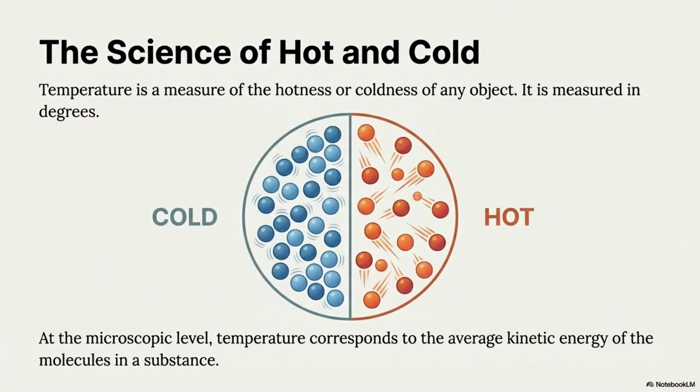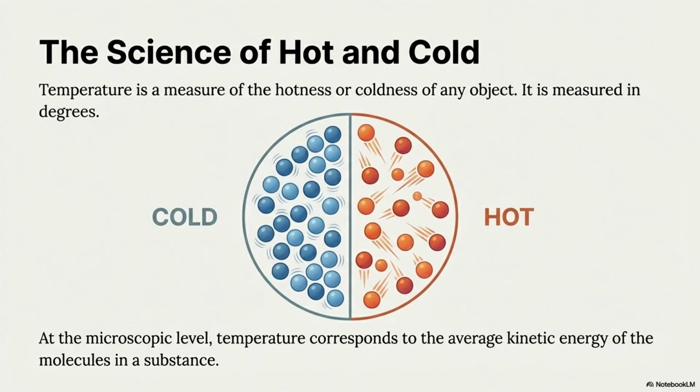Next, the science of hot and cold. What does temperature mean? Temperature is a measure of the hotness or coldness of any object. It is measured in degrees. See here, cold means the molecules are very close and moving very slowly. Hot means the molecules are moving very fast.